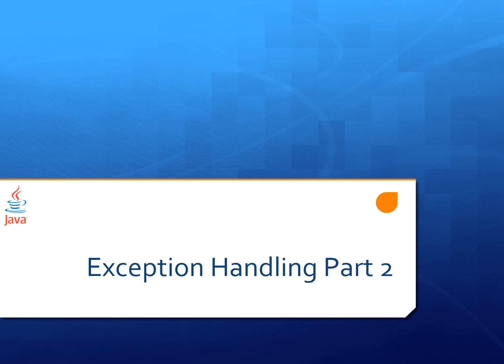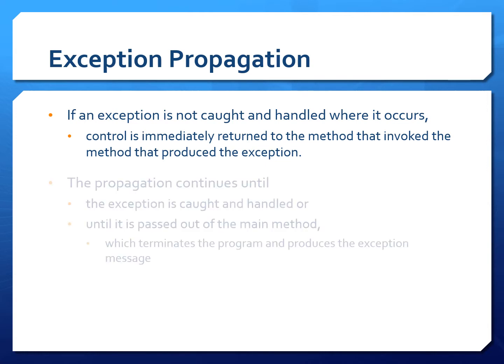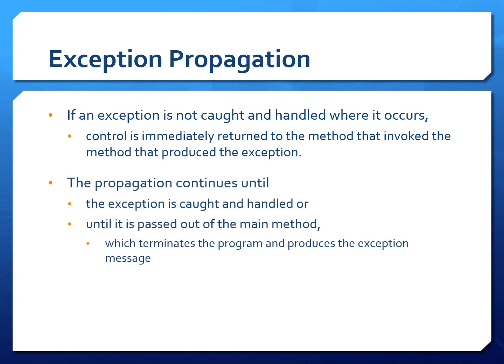In this lesson, we will learn about exception handling. If an exception is not caught and handled where it occurs, control is immediately returned to the method that invoked the method that produced the exception. The propagation continues until the exception is caught and handled or until it is passed out of the main method, which terminates the program and produces the exception message.